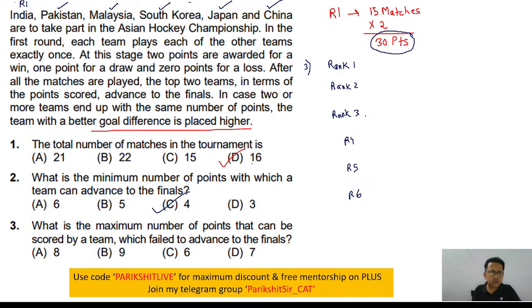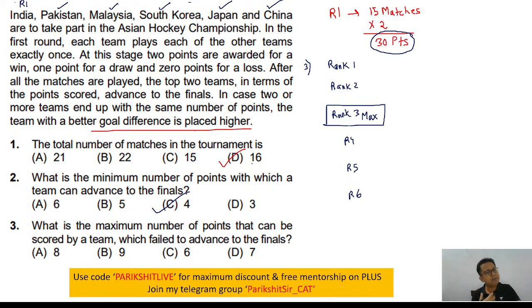So I think we need to talk about rank three. Why? Because rank one and rank two go to the finals. So who will not go to the finals and can still be the maximum? Rank 3, right? So think about it. What can be the maximum score of rank 3?